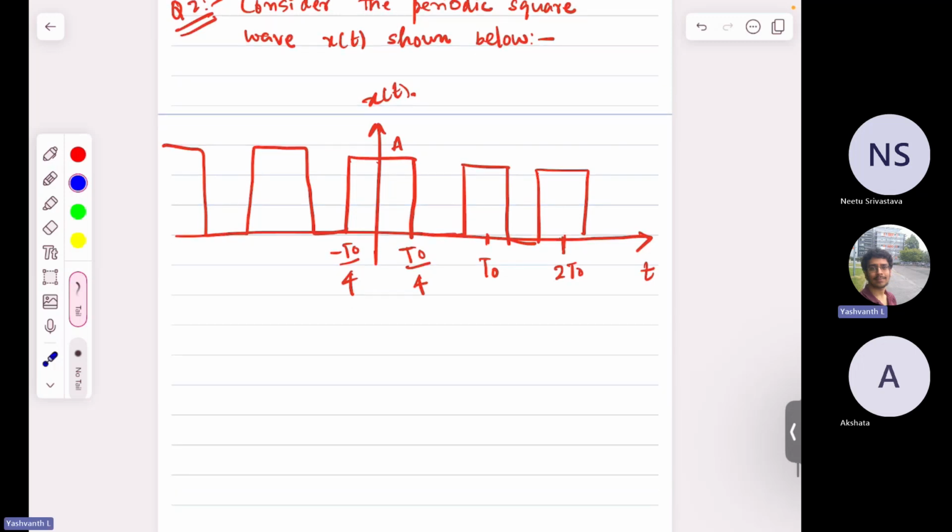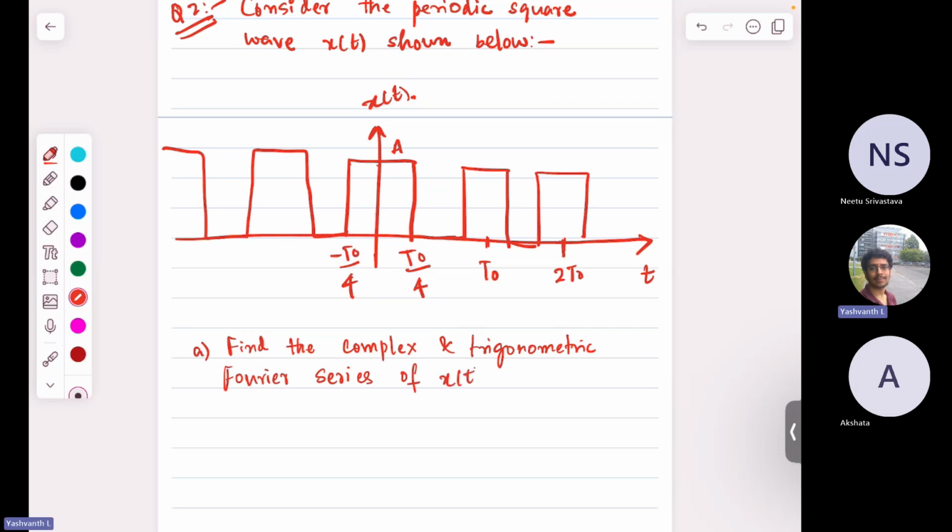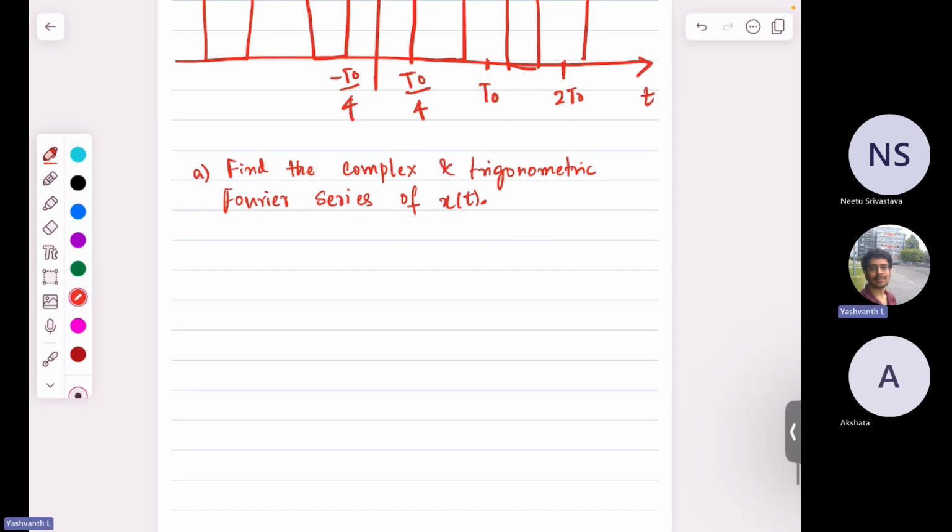Okay, basically the question is: find the complex and trigonometric Fourier series of x of t. Okay, let's get to the solution.